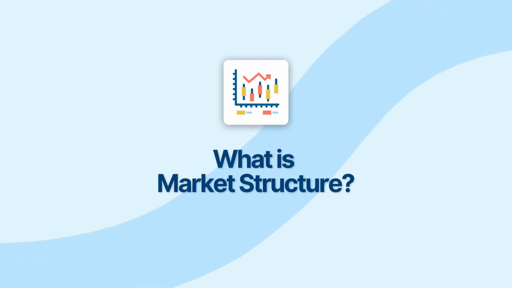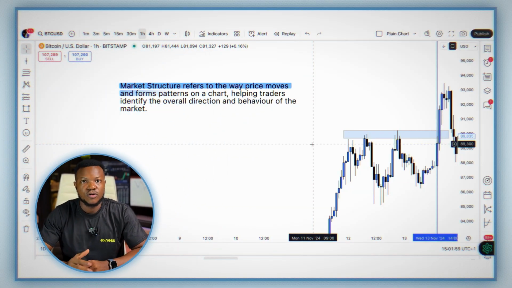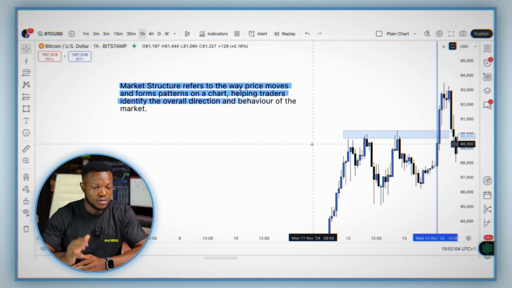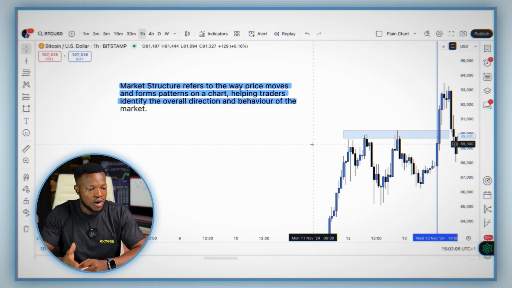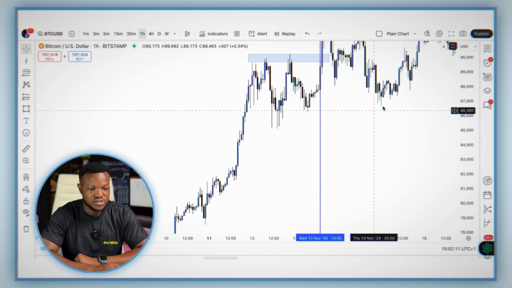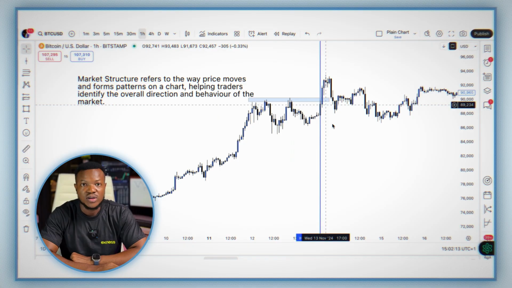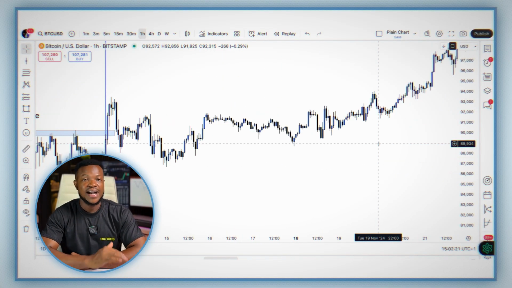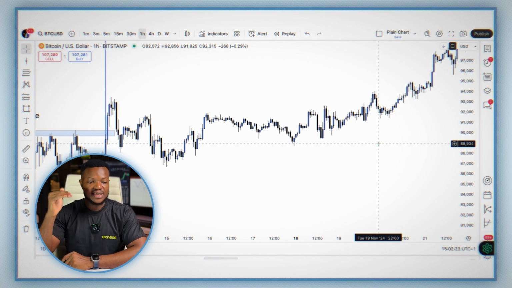Now, what is market structure? Market structure refers to the way price moves and forms patterns on a chart, helping traders identify the overall direction and behavior of the market. In a nutshell, we can simply say market structure refers to how price goes up or down or even sideways, helping traders to identify how to predict what is really going to be happening next.